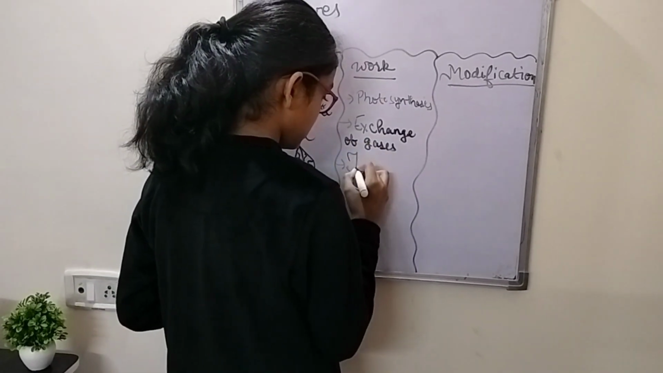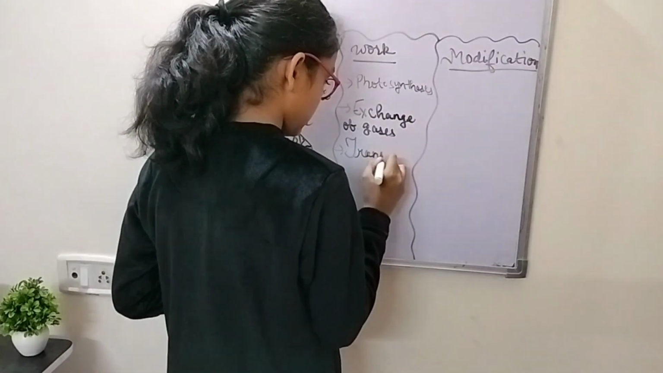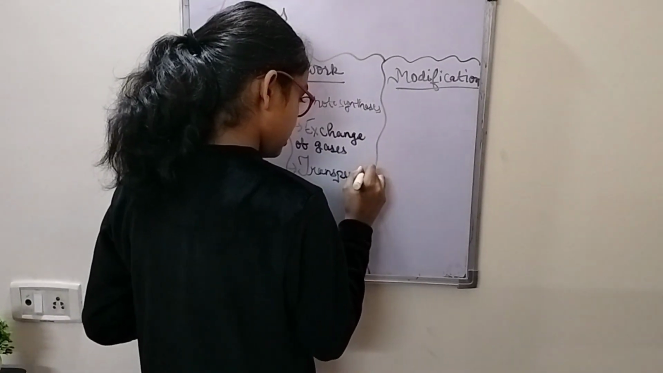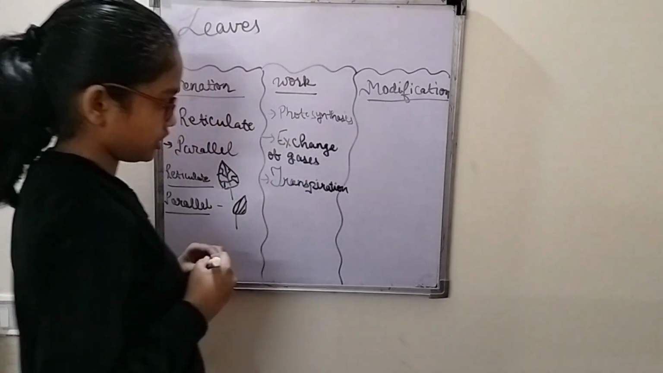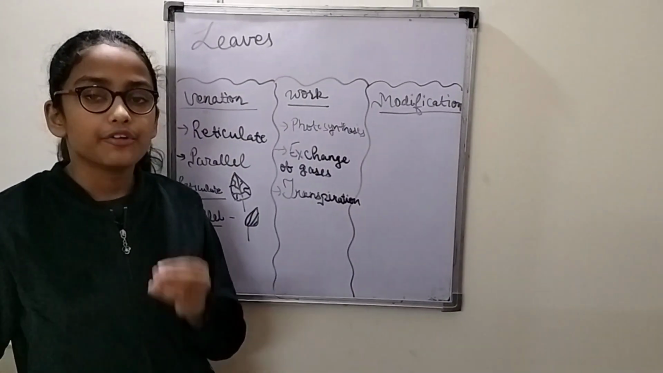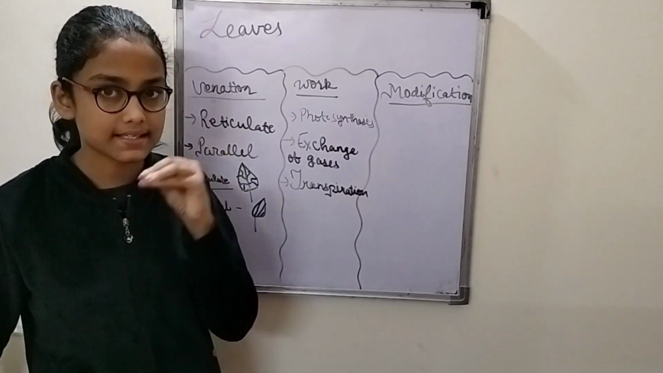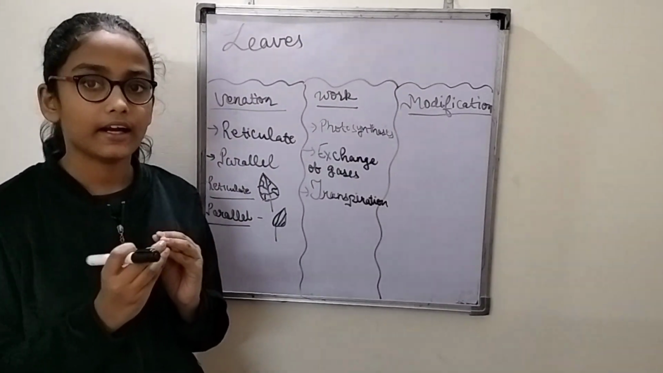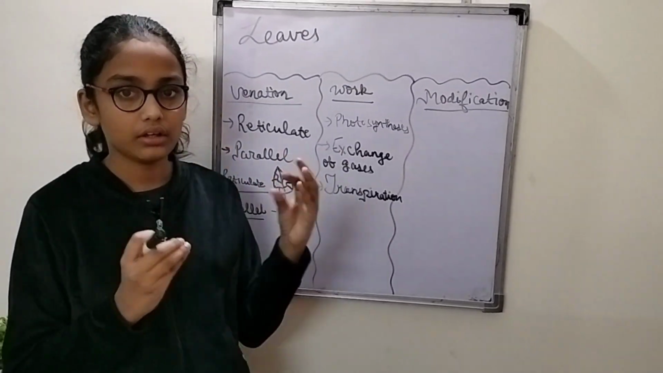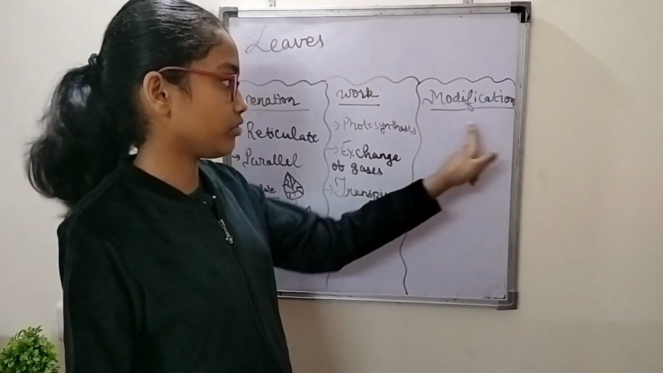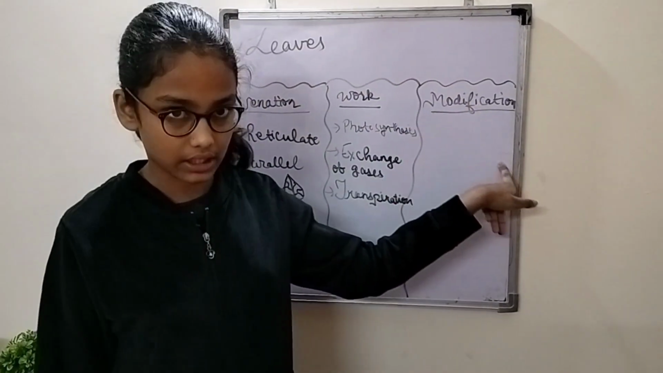Now third is transpiration. What do you mean by transpiration? When the leaf absorbs extra water, it releases the extra water as water vapor. Okay, so now we will discuss the modifications of the leaf.